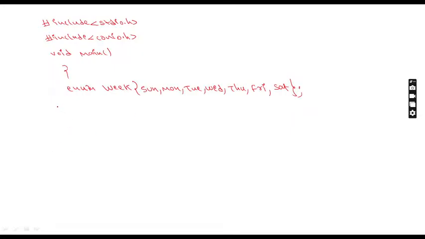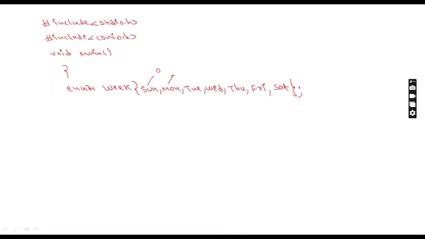Now, to get clarity: did I assign any value for the enums? No. What is the enum which I created here? Week is the name of the enum. Did I give any value for the enum? No. So what will happen here? By default, for Sunday it will assign the value 0.